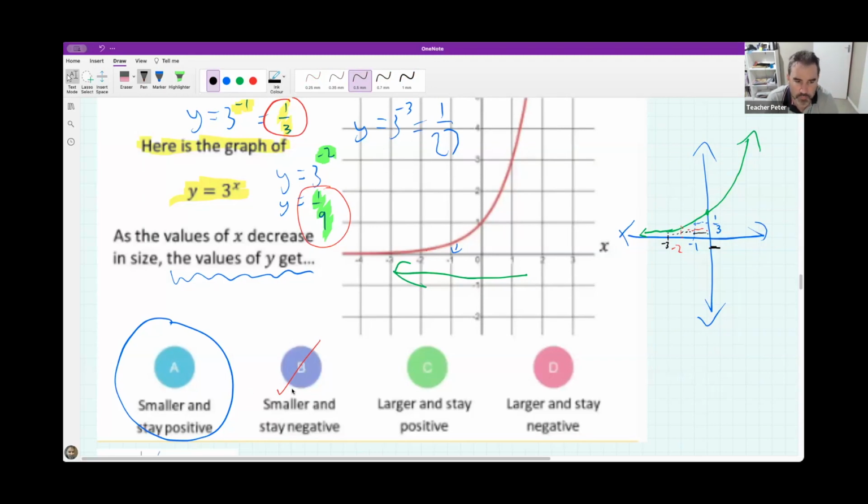So that's why it can't be B, because even though it's getting smaller, it never actually is negative. It stays positive throughout. It just gets smaller and stays positive.